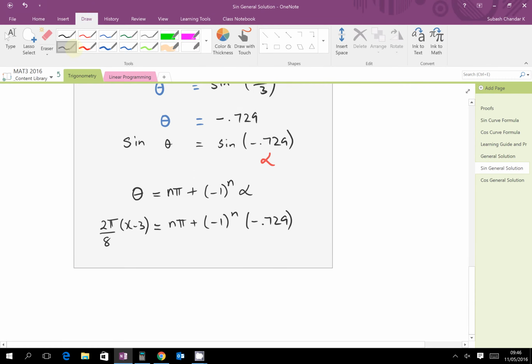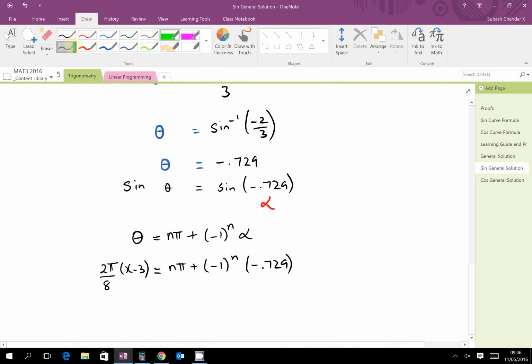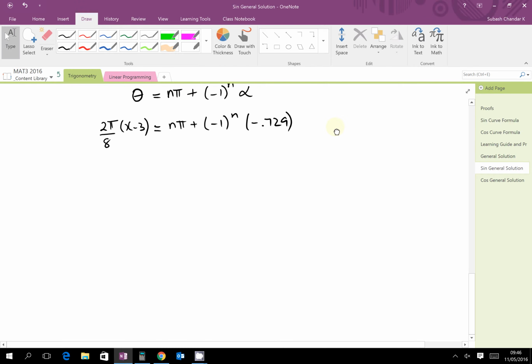So from this point, all we have to do is rearrange so that x is by itself. That's all. And then if you simplify it, you have your equation for general solutions. And what I'll show you guys is that it actually gives out all the points as well. So rearranging this, because it's 2 pi over 8, I can write it as pi over 4, n pi plus negative 1 n.